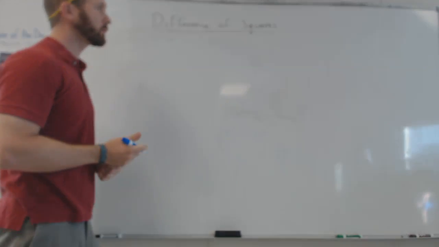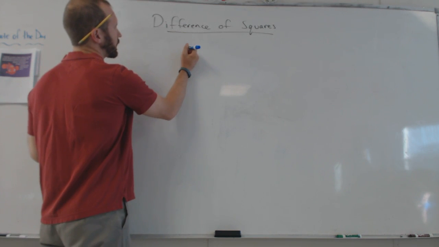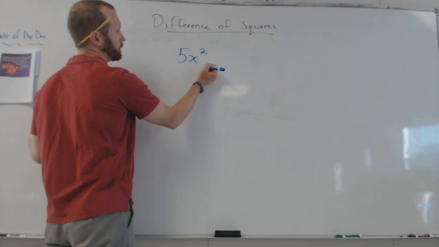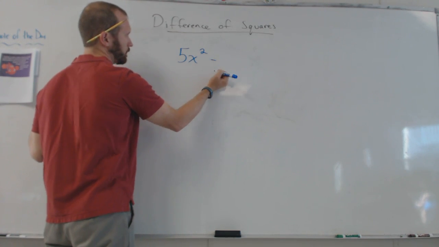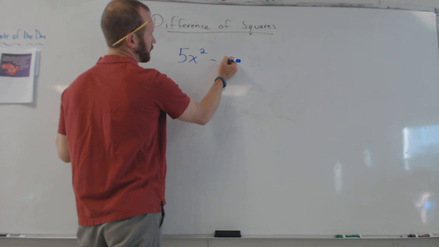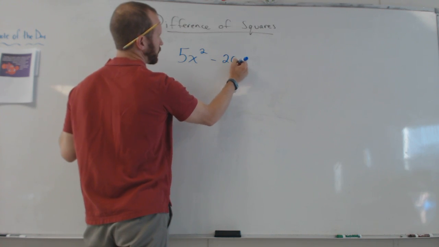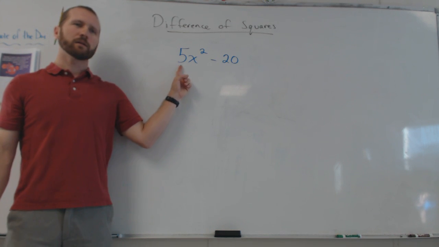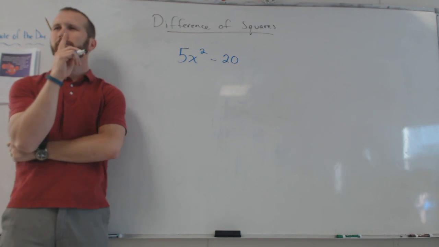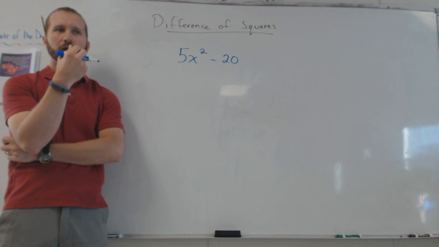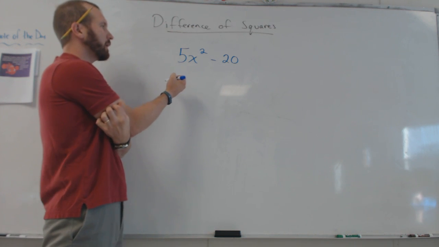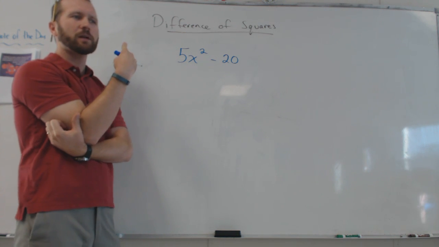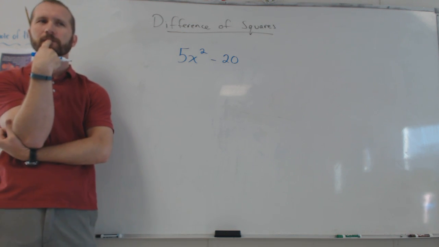Okay, so there's one other step to this. One last example of a difference of squares, which is if I have something like this: 5x squared minus 20. Is this a perfect square? No. Is this a perfect square? No. So I could use square roots. I could say the square root of 5 times x plus the square root of 20. But there's actually a better way of factoring this.